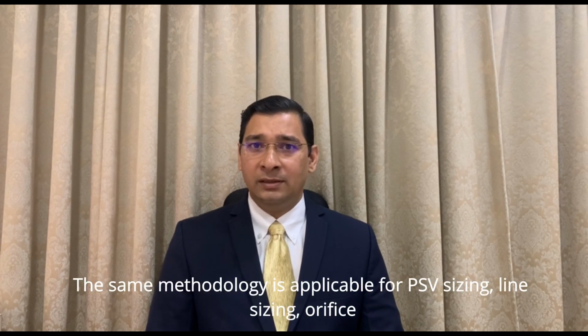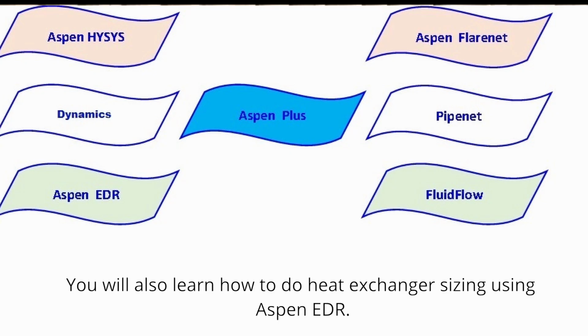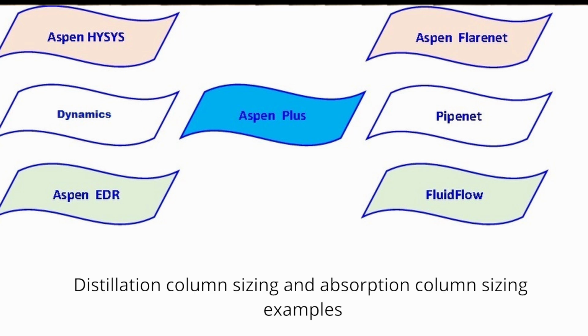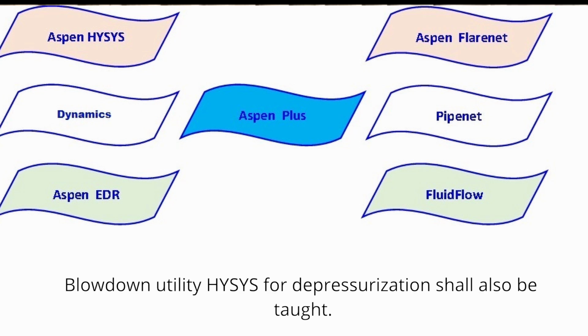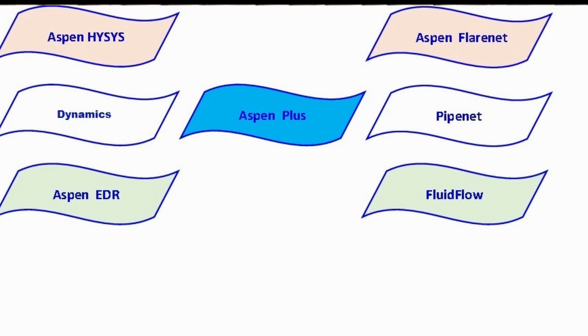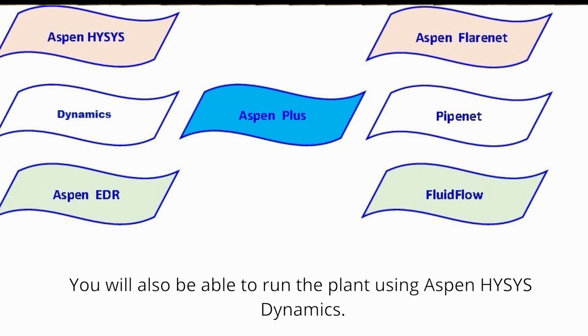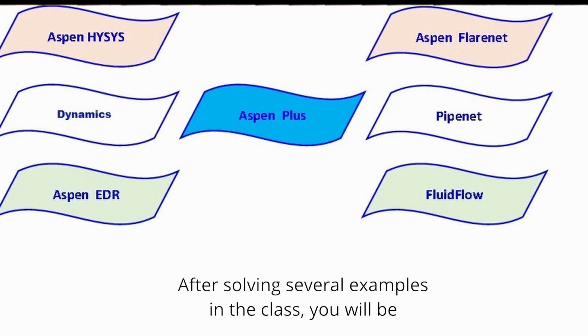The same methodology is applicable for PSV sizing, line sizing, orifice sizing, pump sizing, separator sizing. You'll also learn how to do heat exchanger sizing using Aspen EDR. Distillation column sizing and absorption column sizing examples shall be solved in HYSYS. Blowdown utility in HYSYS for depressurization shall also be taught. You'll be able to design any process plant on your own. You'll also be able to run the plant using Aspen HYSYS Dynamics. You'll become an expert in HYSYS Dynamics after solving several examples in the class.